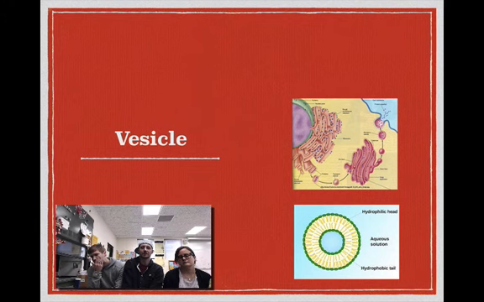Vesicles are basically made up of the same material that a cell membrane is made up of. It's made up of phospholipids. And what vesicles are, they are transporters. They transport things around the cell, so things get packaged inside a vesicle, and the vesicle takes it to where it has to go.